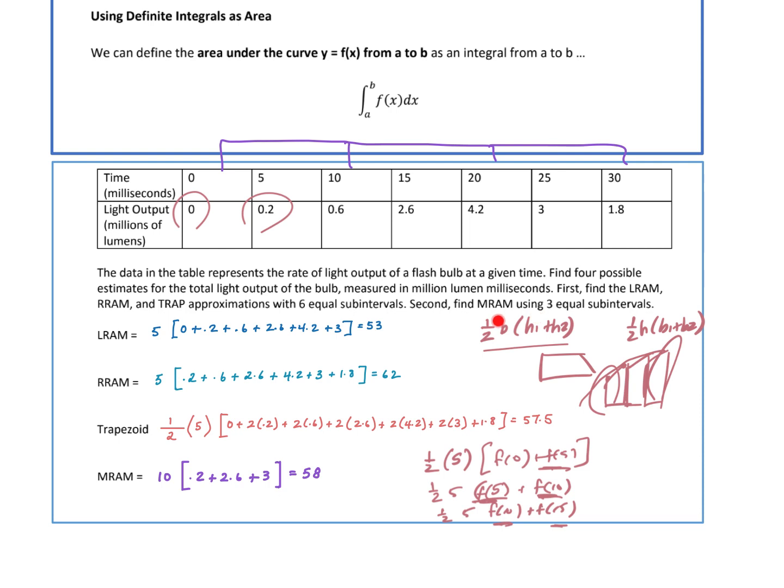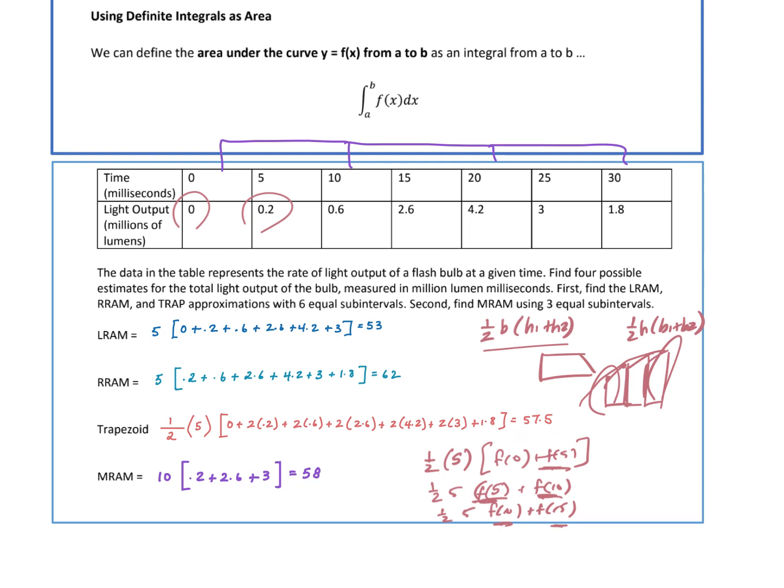They tell us to use 3, so I'm going from 0 to 10, 10 to 20, 20 to 30. So my delta x is 10, but I'm using the number in the middle. So I'm using the 0.2, the 2.6 and the 3 for the height. So these are all approximations. They're all 4 different ways to do it. And you'll notice, again, it's not accurate. It's an approximation: 53, 62, 57.5, and 58. So I know that my area under the curve is somewhere in that range.